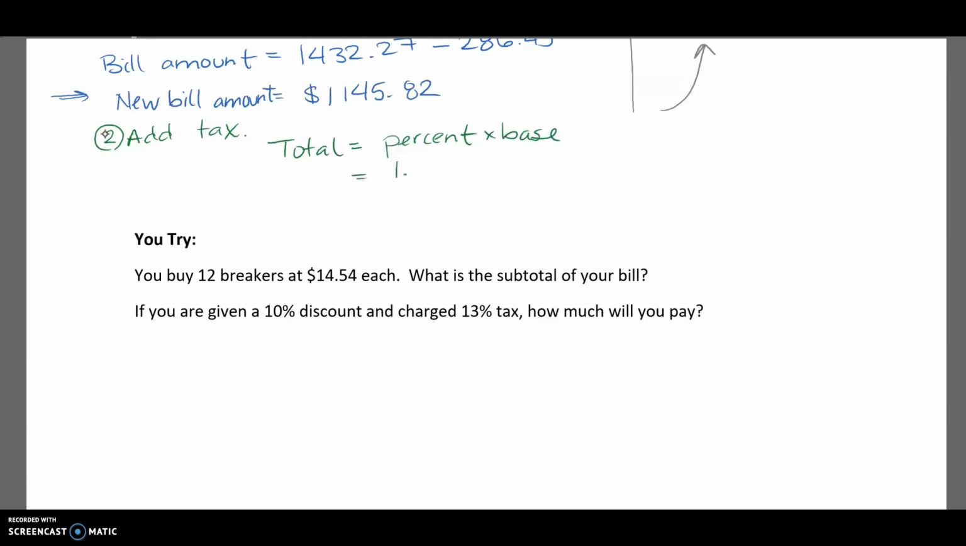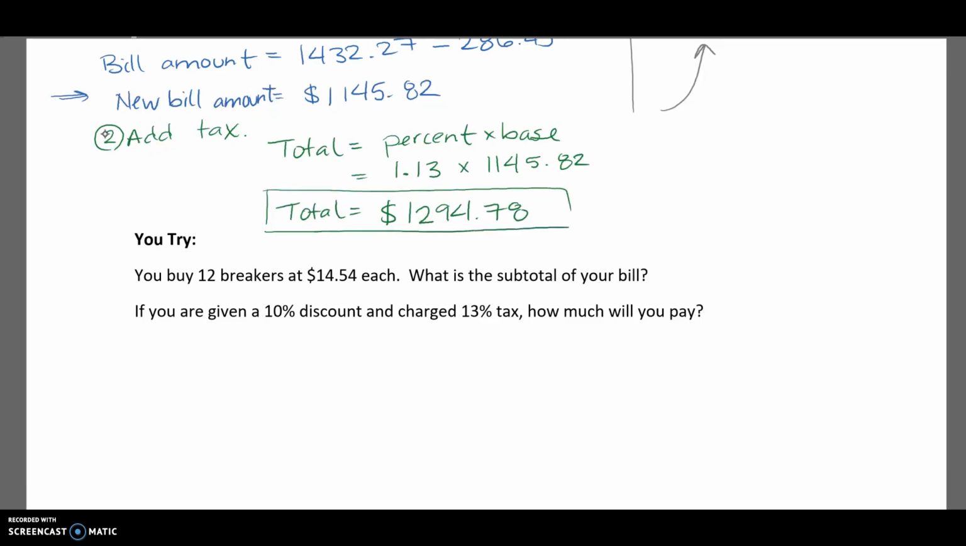The percent, 1.13, is 113% written as a decimal. This gives us the total bill amount plus the 13% tax, and we multiply that by our new amount and find that our total bill that we pay is $1,294.78.